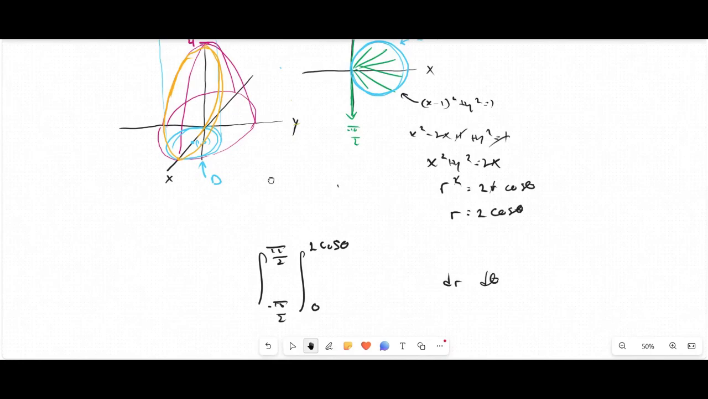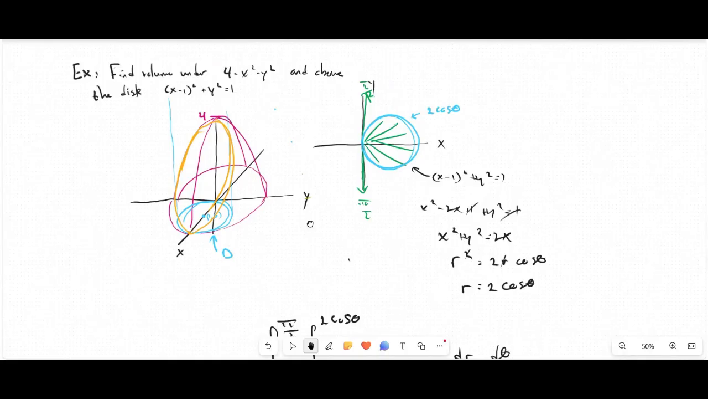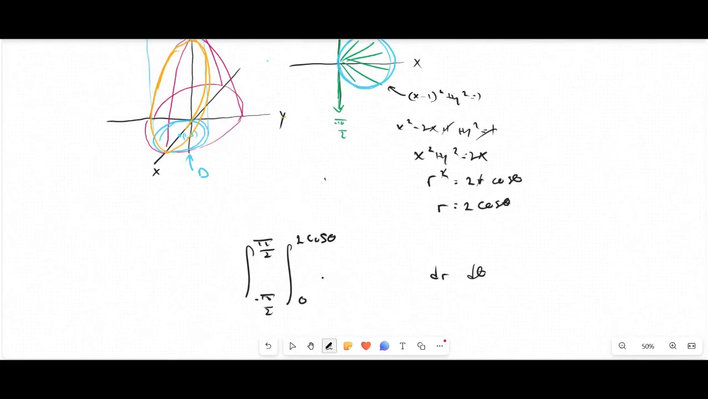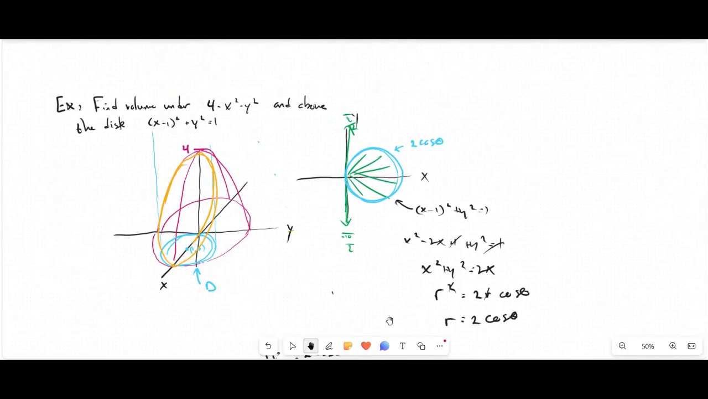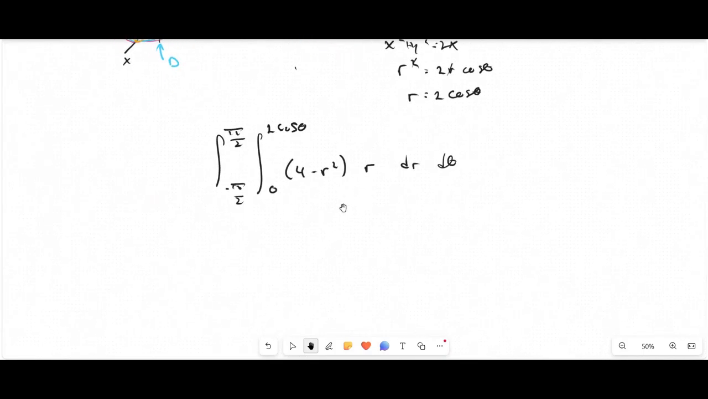And I want to integrate what? I want the volume under this gold curve, or the magenta paraboloid. That's 4 minus x squared minus y squared, which is 4 minus r squared. That's the same as this 4 minus x squared minus y squared. And then I never, never forget r. dr d theta, r dr d theta. If you want to integrate in polar coordinates, you must use r dr d theta.